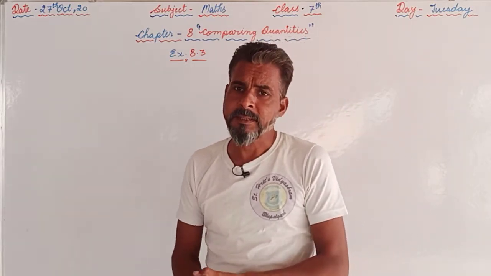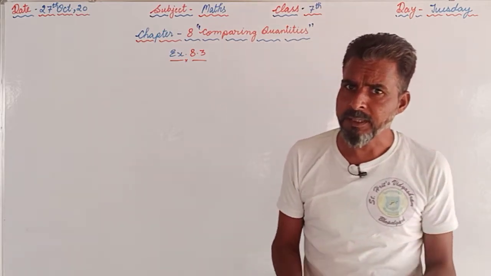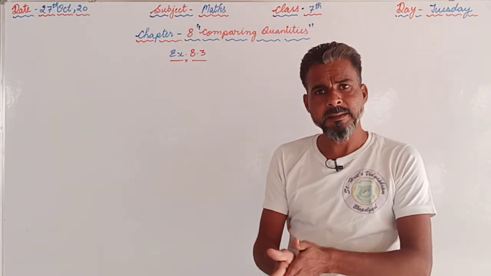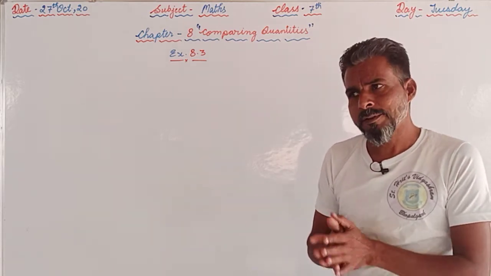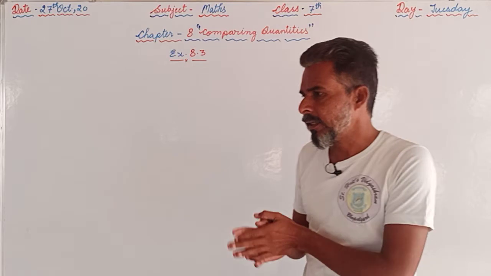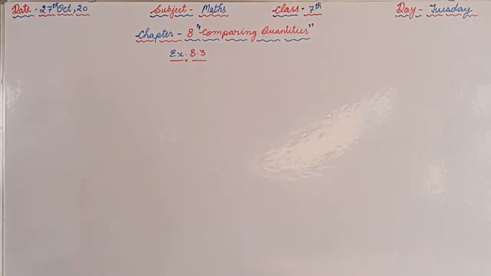This video is for class 7th and the subject is maths, and we are continuing the same chapter, chapter number 8, and the name of the chapter is comparing quantities. As you know, we have already started exercise 8.3 and we have completed up to question number 2. So today we will start with question number 3.